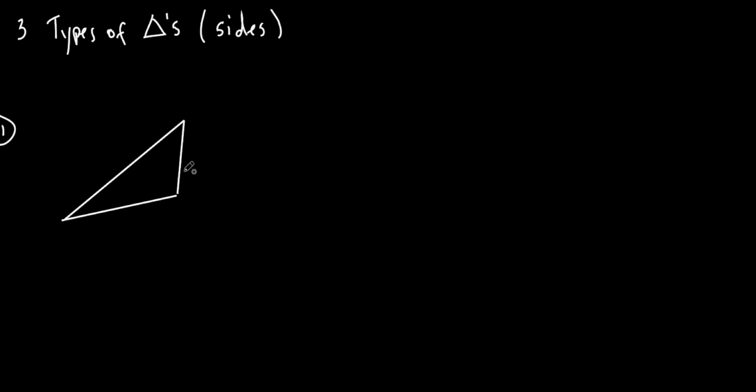Do you see anything in common or not in common about these three sides? None of them are congruent. None of them are equal to each other. None of them are the same. None of them are congruent, like Cameron said.